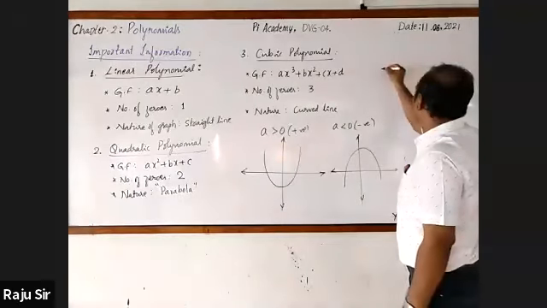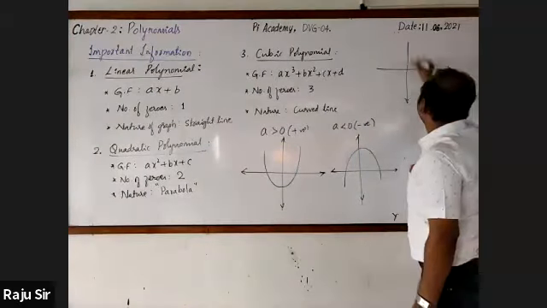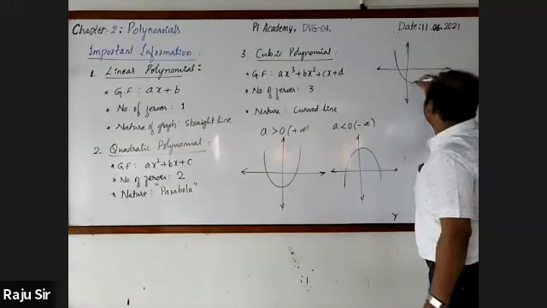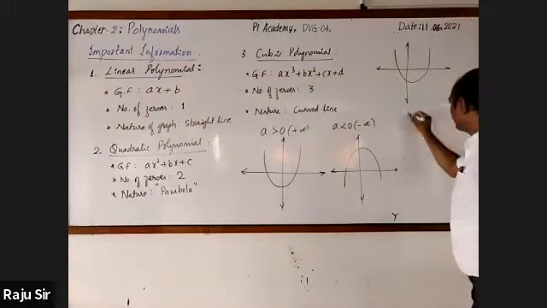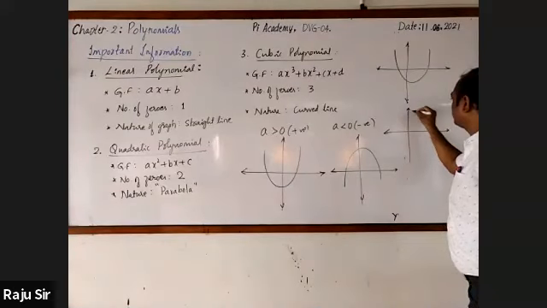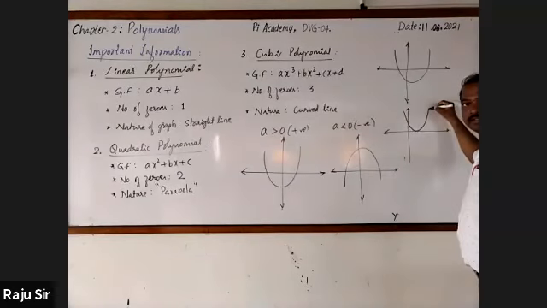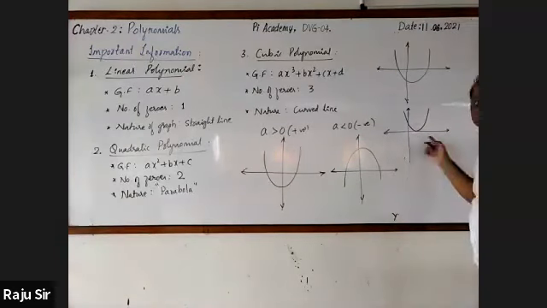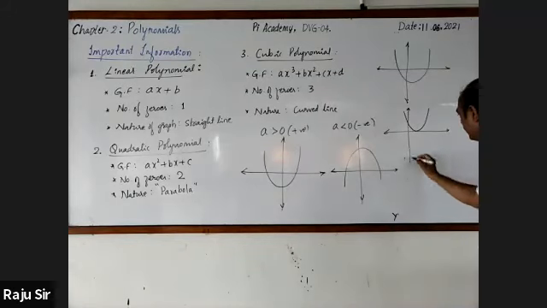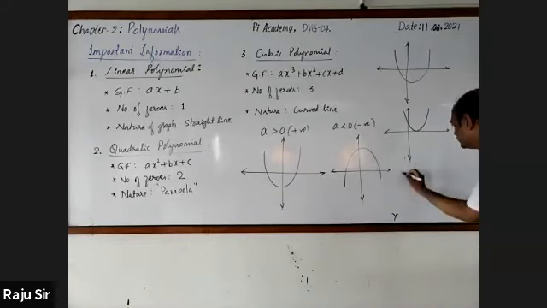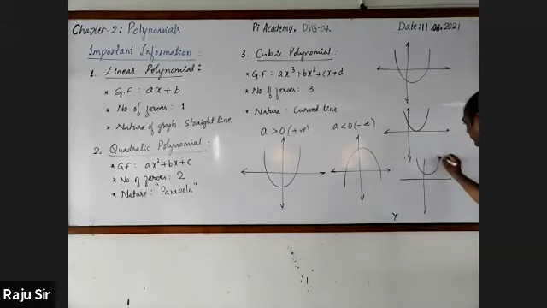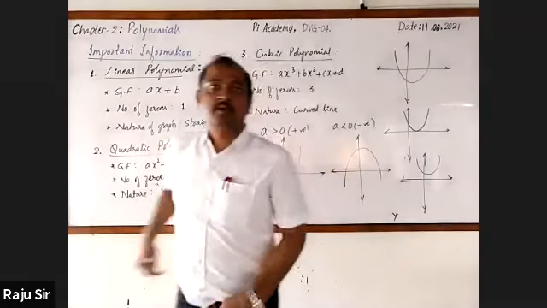You all may be thinking that, of course, one graph is like this. Another graph may also come like this. Just it may touch the x-axis. And the third possibility is it may not touch it. Followed? I've been writing the possibilities.